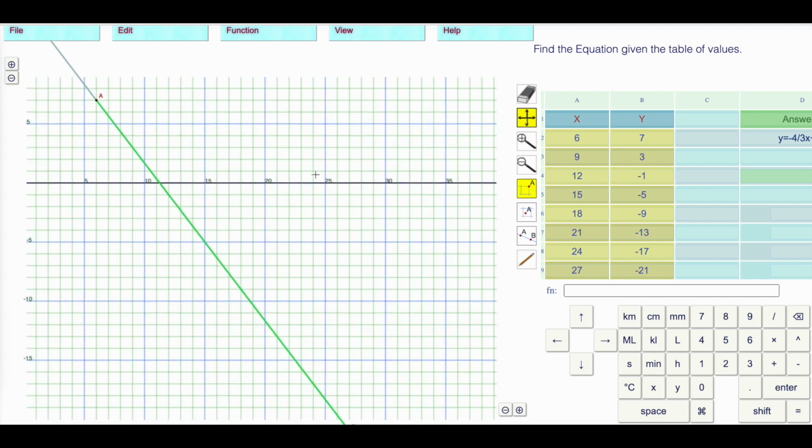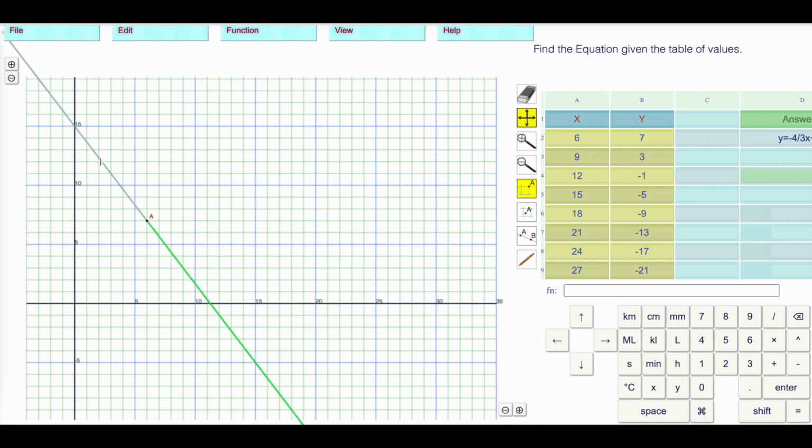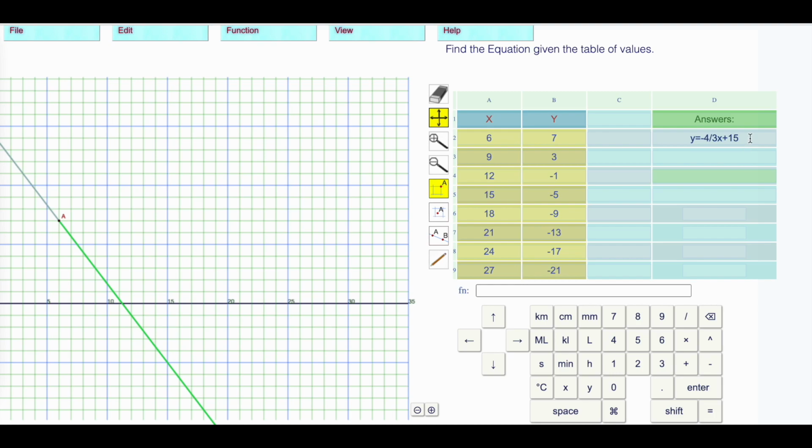You can see it's not going through the origin, right? Like if we look at the x and y axis, here's the origin. It's not passing through the origin. And we got a b of 15, right? And there you go, the b is 15. There's our equation. You press enter to check to see if you're right.